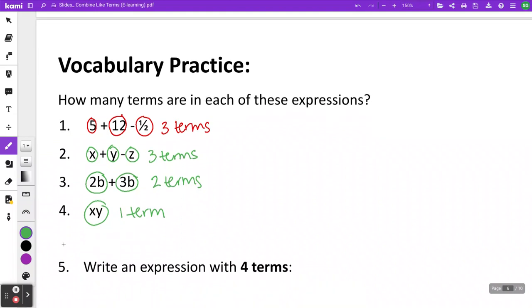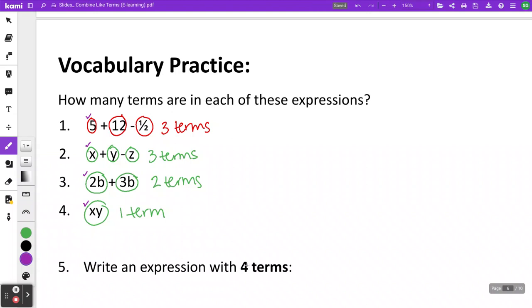Now, the extra step to this is number 5. I'm asking you to come up with an expression. So number 5 says, can you write an expression with 4 terms? Go ahead and try that. As you're writing your expression with 4 terms, there are many correct answers for this. Remember, terms can be numbers, like in number 1. They can be variables, like in number 2. Terms can have a number and a variable together, number 3. And terms can have multiple variables, like in number 4.